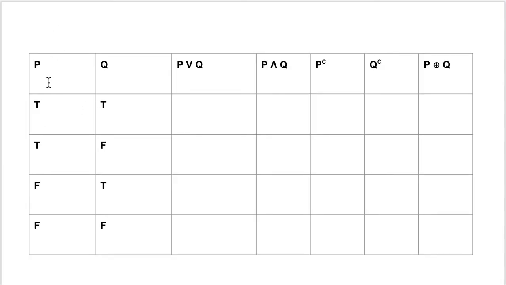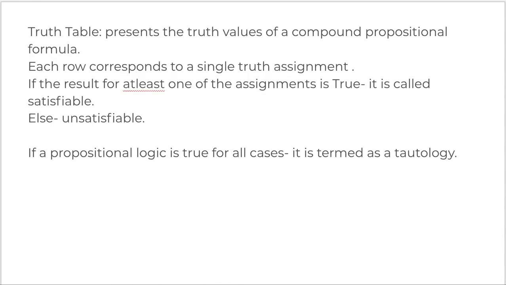Right here. So you're given a table where you put the propositional variables. It's P, Q, and then the propositions that you put in: P or Q, P and Q, the complement of P, the complement of Q, and P exclusive or Q. Right? So that's a truth table. It represents the truth values of a compound propositional formula. Each row corresponds to a single truth assignment.